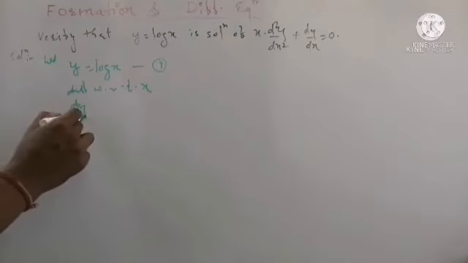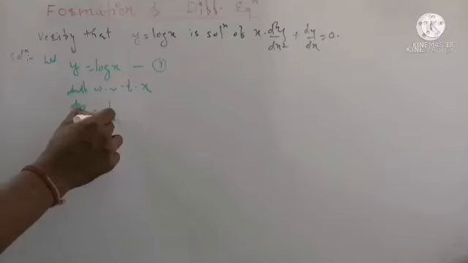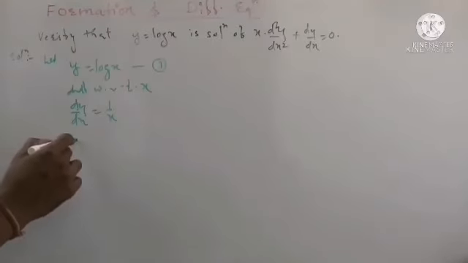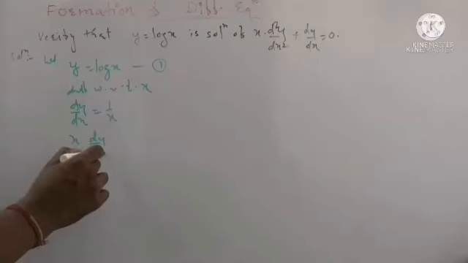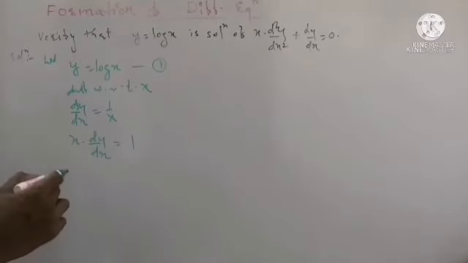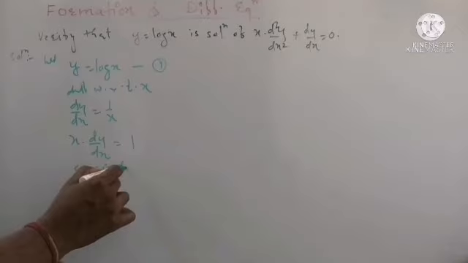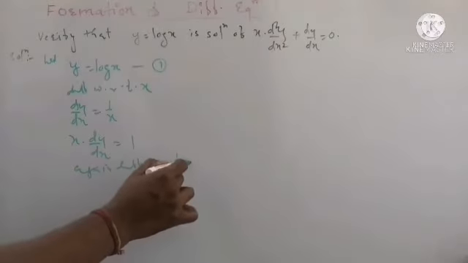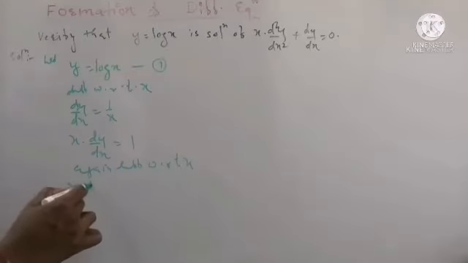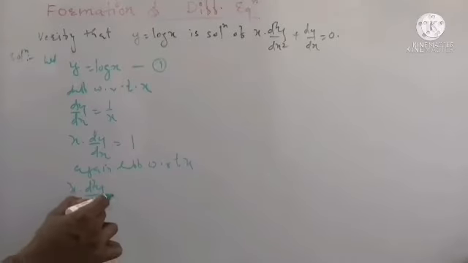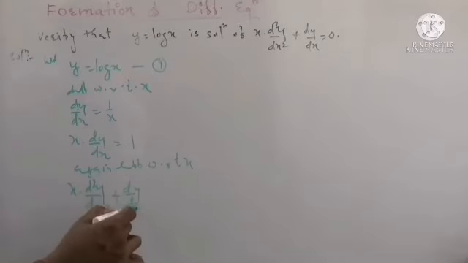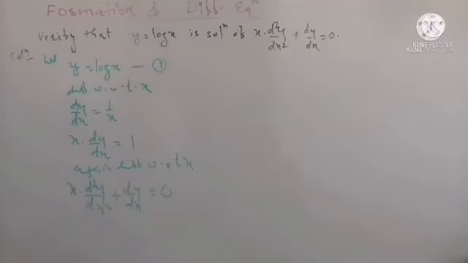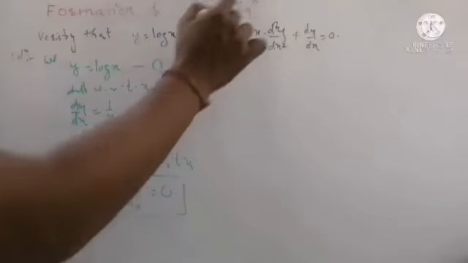So dy by dx is equal to 1 upon x, as log x has this derivative. By taking x to the left hand side to simplify this, we get a product on the left hand side, and again differentiating this product with respect to x, we get x as a constant times the derivative of dy by dx, which is d square y by dx square, plus dy by dx as a constant, the derivative of x is 1, so we don't take multiplication in 1. On the right hand side we get 0, as 1 has derivative 0, and you can observe this is the required differential equation of order 2 which we had to form.